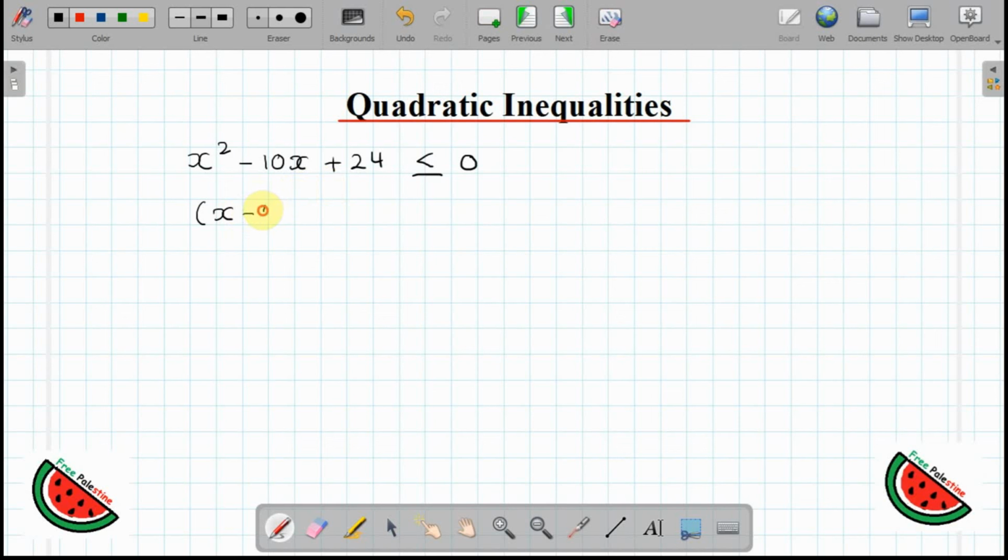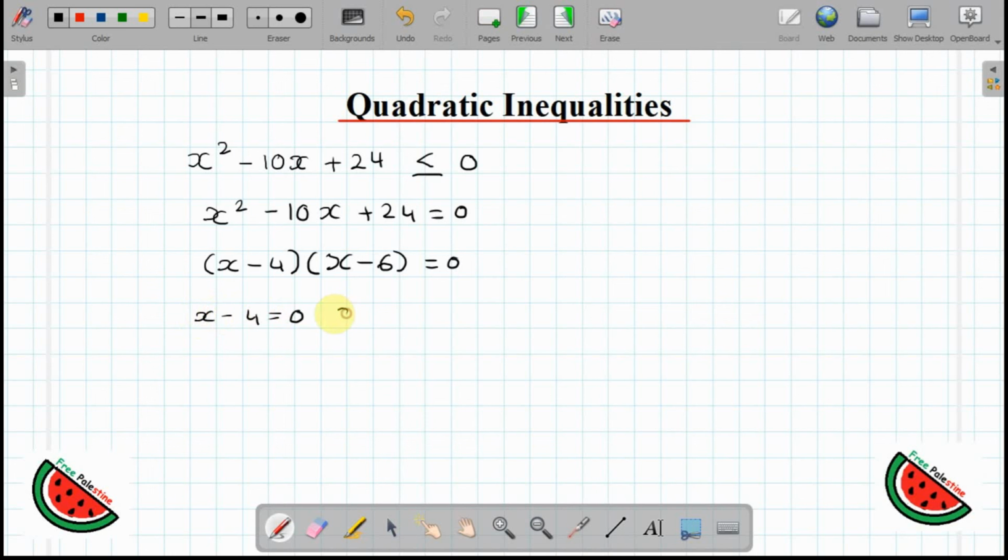So I'm just gonna write, let me take a step back. I'll write this as an equation first. x squared minus 10x plus 24 equals 0. Then I'll factorize it. x minus 4 times x minus 6 equals 0. So either x minus 4 equals 0 or x minus 6 equals 0. Now I solve it. So x is equal to 4 and then x is equal to 6.